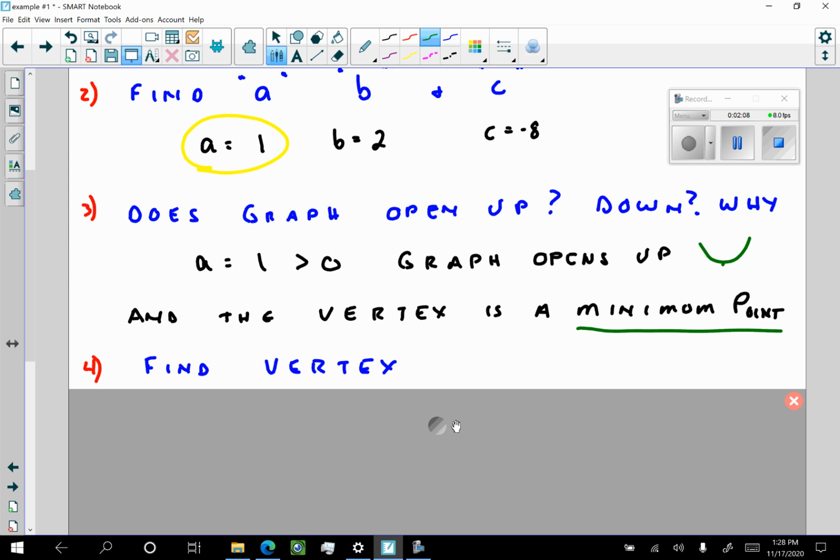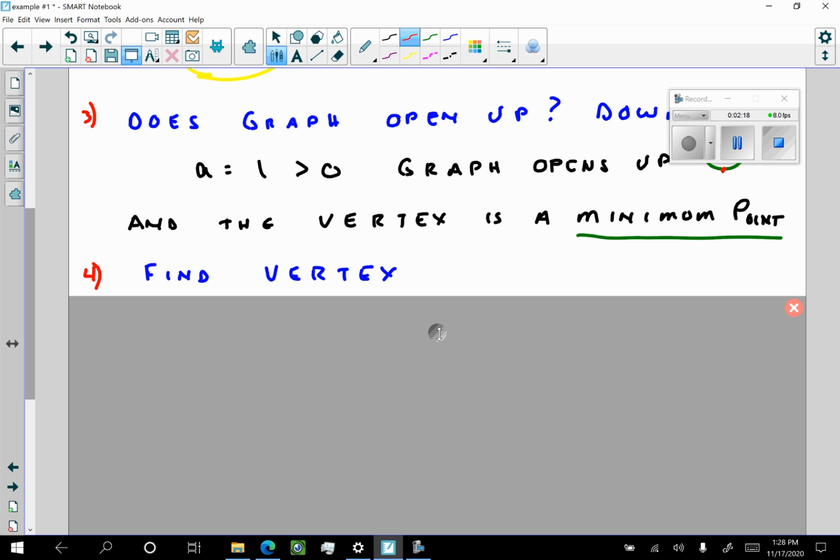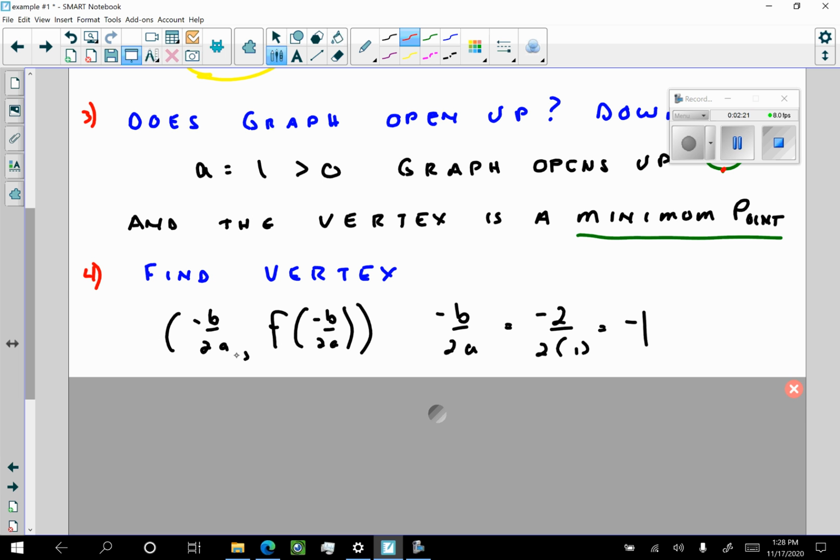And the next thing we're going to do is find this rascal right here. We're going to find that vertex, and we need our notes. How do we know the vertex? The vertex is going to be negative b over 2a, f of negative b over 2a. When you first look at it, it looks freaky, a bunch of letters, but not so much if you find the negative b over 2a. What was b? B was 2, so negative 2, a was 1, so it's going to be negative 2 over 2 times 1. That's going to be negative 1.